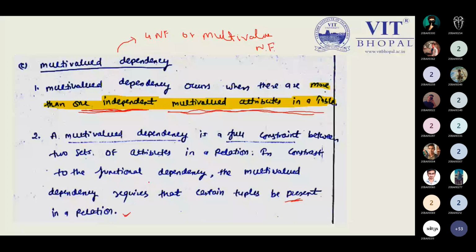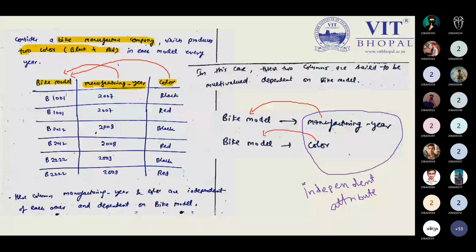Take manufacturing year and bike model. The manufacturing year depends on the bike model, I agree. Colors also depend on the bike model, I also agree. But between manufacturing year and color, there is no relationship; they are independent. If there were a dependency, then in 2007, when the manufacturer introduced black color, it should be black rather than red. But it does not have any kind of dependency. That is the meaning of multi-valued dependencies.